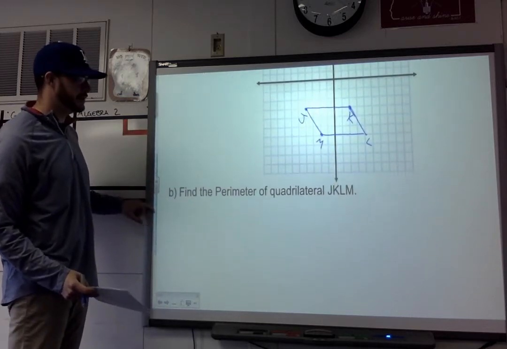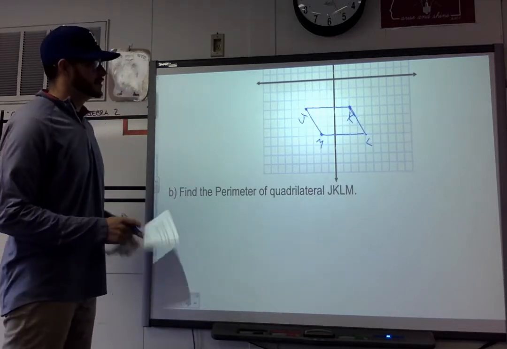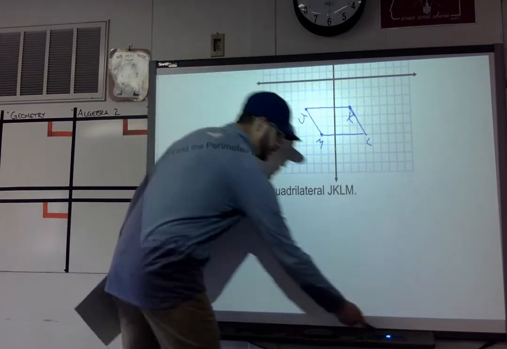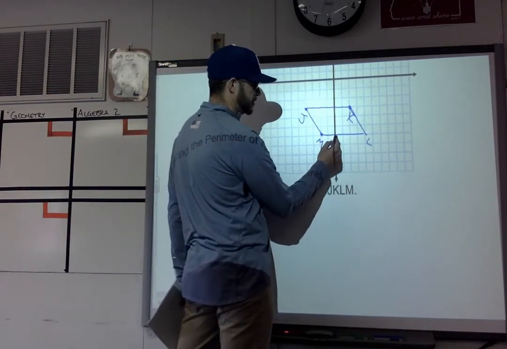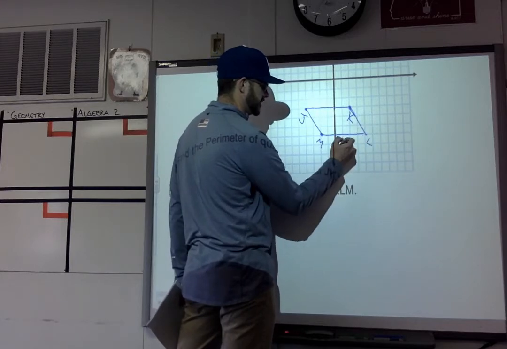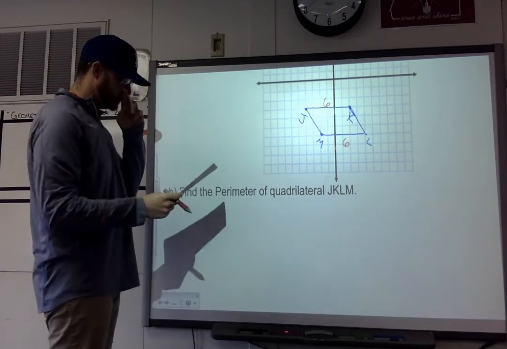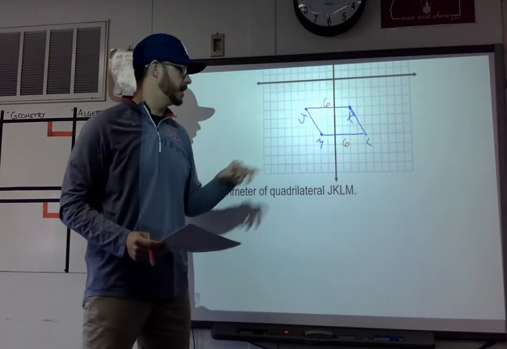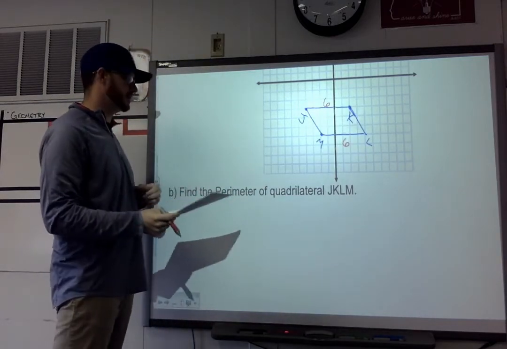Next, find the perimeter of quadrilateral JKLM. So to find the perimeter here, we need to add up all of the sides. We know that the base here is going to be 1, 2, 3, 4, 5, 6, which means this one will also be 6. Now here we need to find the length of this segment, JM and KL, in order to find our perimeter.